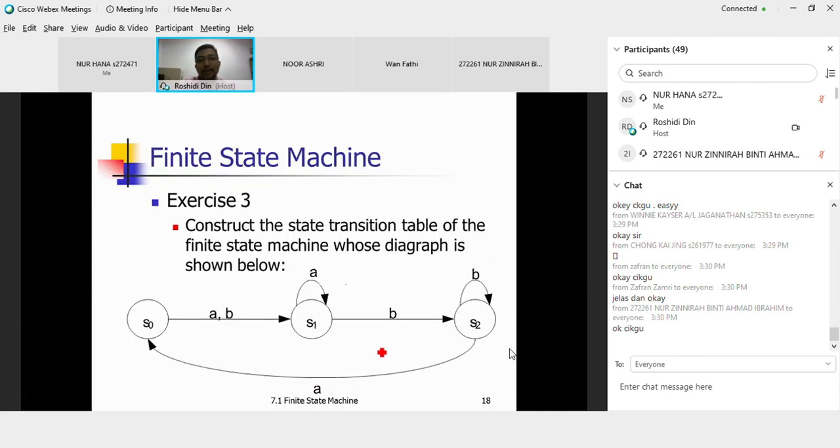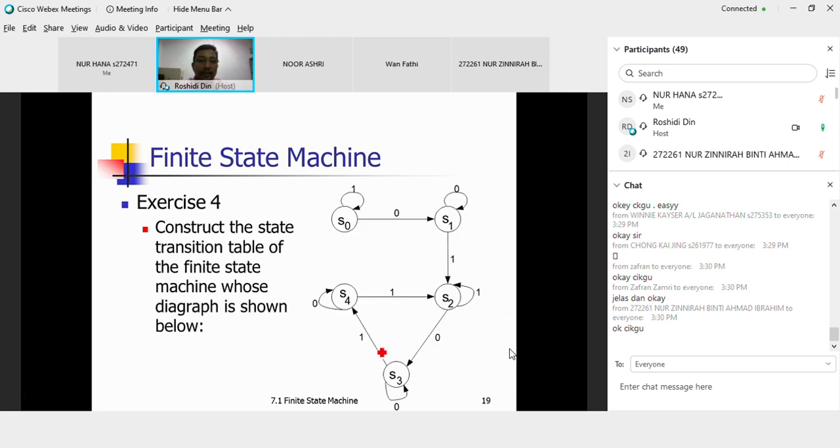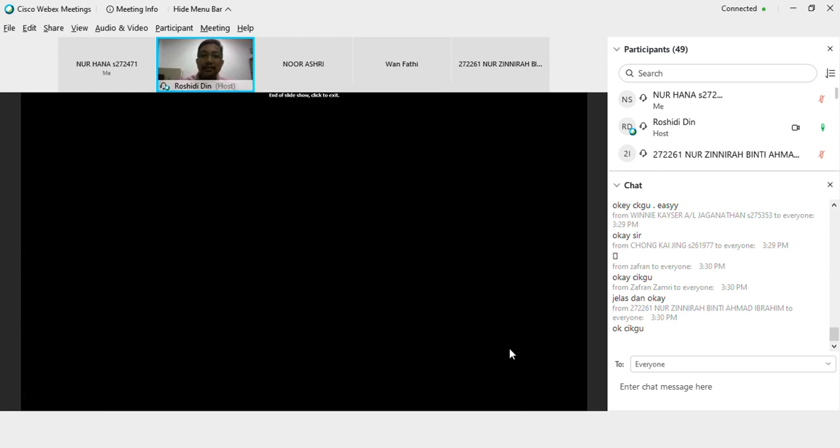So I hope for exercise 3 and exercise 4, please do it for yourself. If you can answer these two exercises, exercise 3 and exercise 4, I think there should be no problem once come your test or your assignment. Okay, class. Try and please answer for exercise 3 and exercise 4.